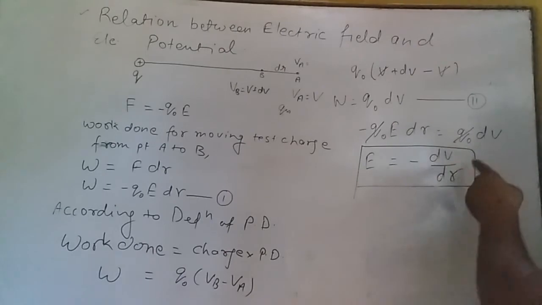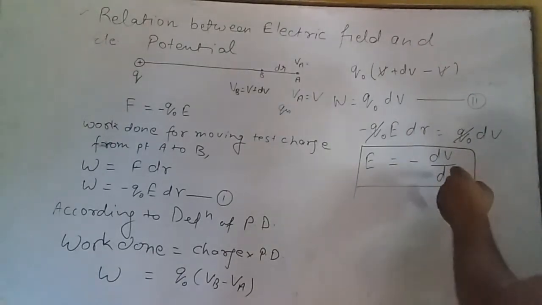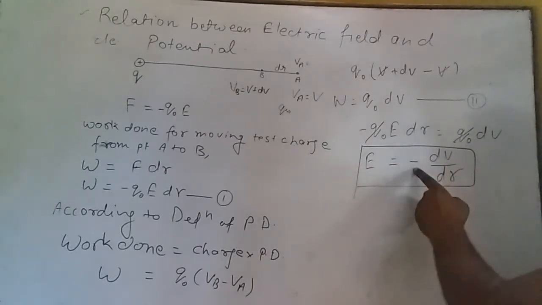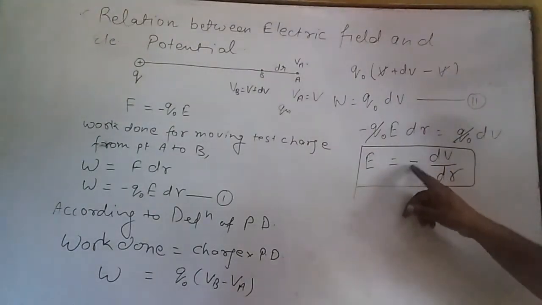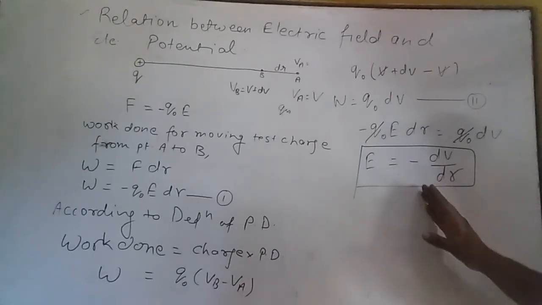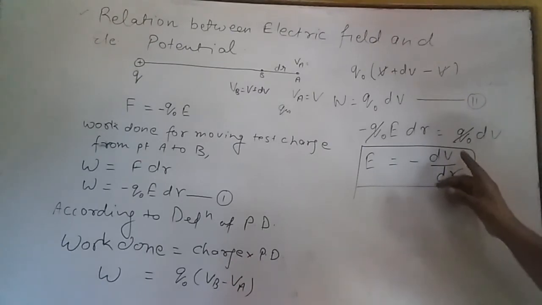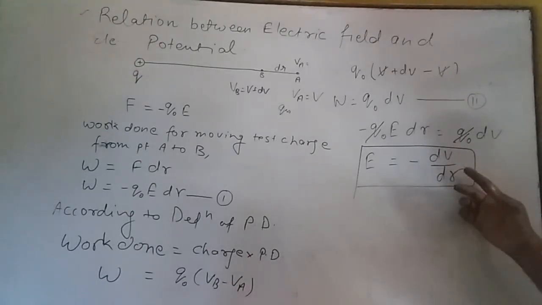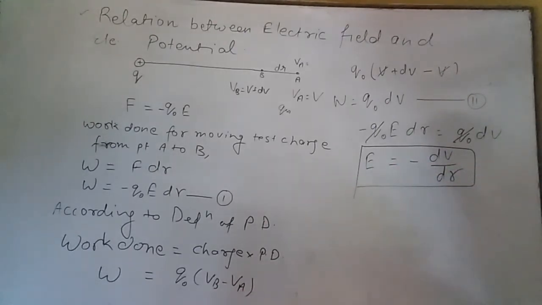This value is not called potential, but it is called potential gradient. Potential gradient. Here E equal to minus of dV upon dr. Here minus sign indicates that when we increase the distance, then potential gradient will decrease, and hence electric field also will decrease.